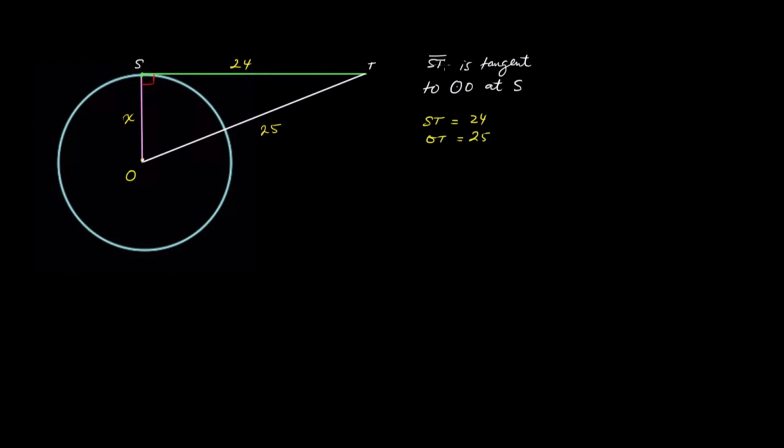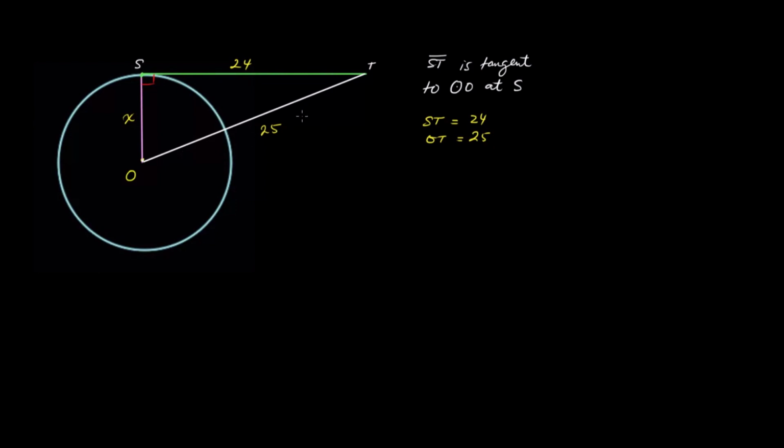Now you noticed I didn't put a bar over here, because when you put the bar, you're talking about the measure or the length of the segment. So when you're trying to say the length of the segment, you don't put the little bar on, by convention. Anyway, so ST is 24 and OT is 25. We're simply asked to find x, or what's the radius of this particular circle.